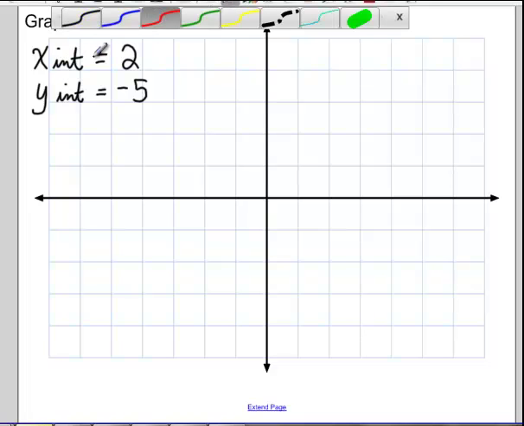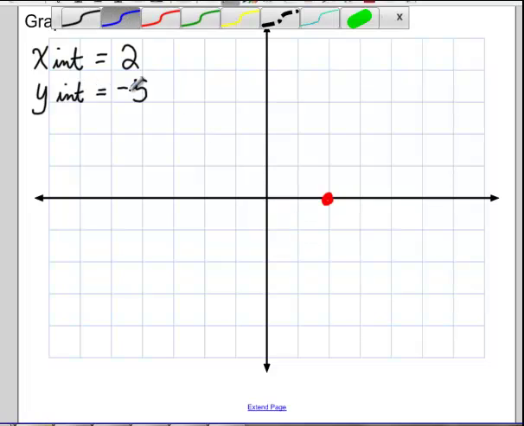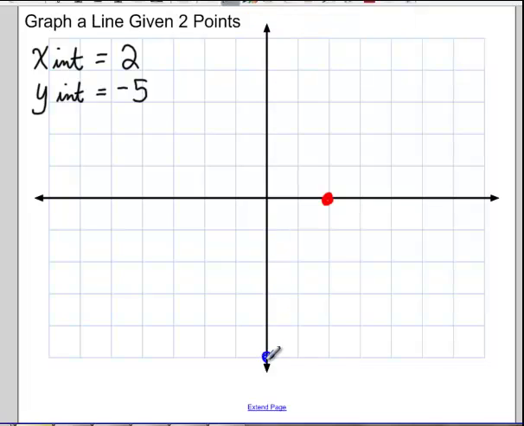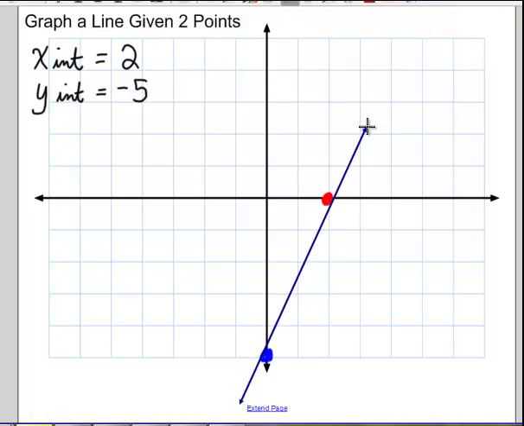My x-intercept is at 2. 1, 2. That's where it crosses the x-axis. My y-intercept is at -5. 1, 2, 3, 4, 5. If I have 2 points, I can graph a line. So my line goes through those 2 points. And this is my line.